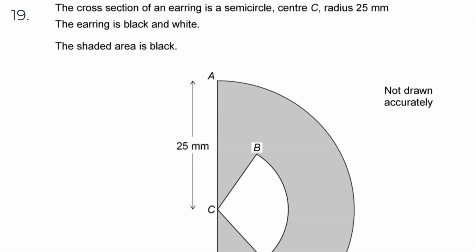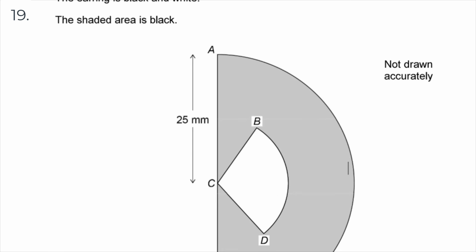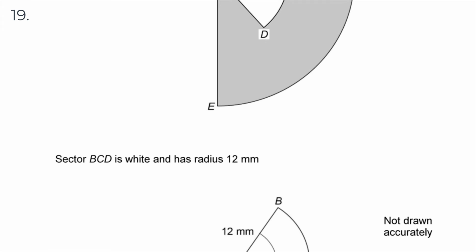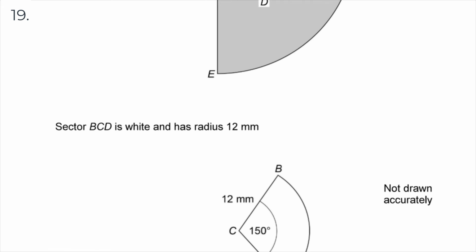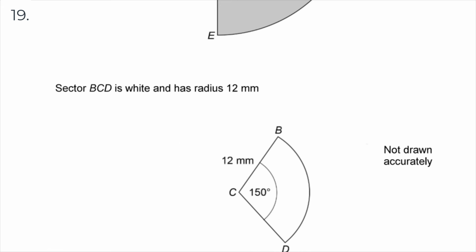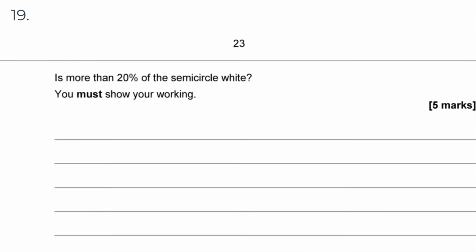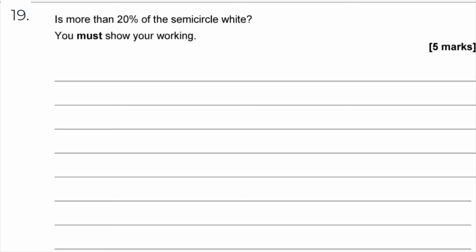The cross section of an earring is a semicircle centered C, radius 25 millimeters. The earring is black and white, the shaded area is black. Okay, so that bit in the middle is not a hole, it's a white bit. So the sector BCD is white and has a radius of 12 millimeters. There's the sector. So that's all the information on that page. Is more than 20% of the semicircle white? You must show your working.